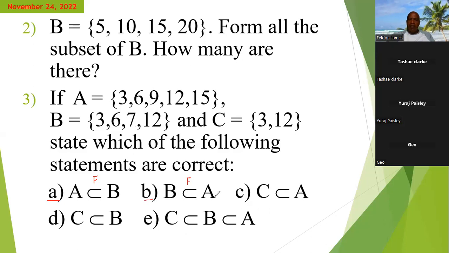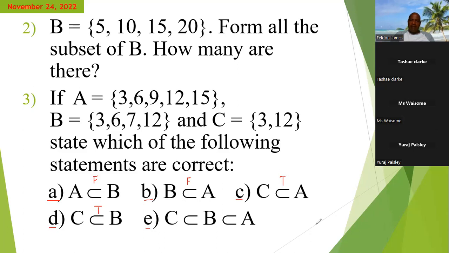Okay, good. What about C? True or false? True, sir. All right, so C is true. What about D? True or false? True. Okay, true. C is a subset of B. Yes, sir, 3 and 12. What about E? C is a subset of B, which is a subset of A. False.